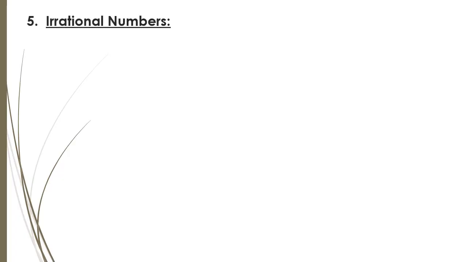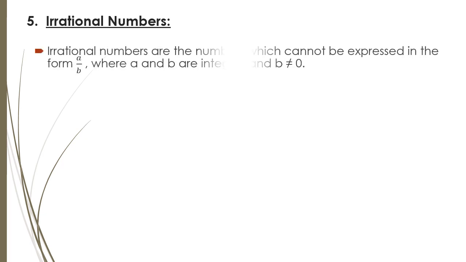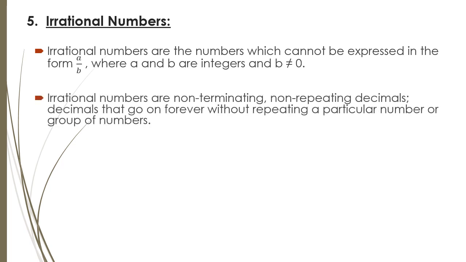The next type of numbers is irrational numbers. The numbers which cannot be written in the form a upon b, where a and b are integers and b is not equal to 0, are called as irrational numbers. We can say that the numbers which cannot be written in the form of a fraction are called as irrational numbers. Irrational numbers are non-terminating, non-repeating decimals. The decimals that go on forever without repeating a particular number or a group of numbers.